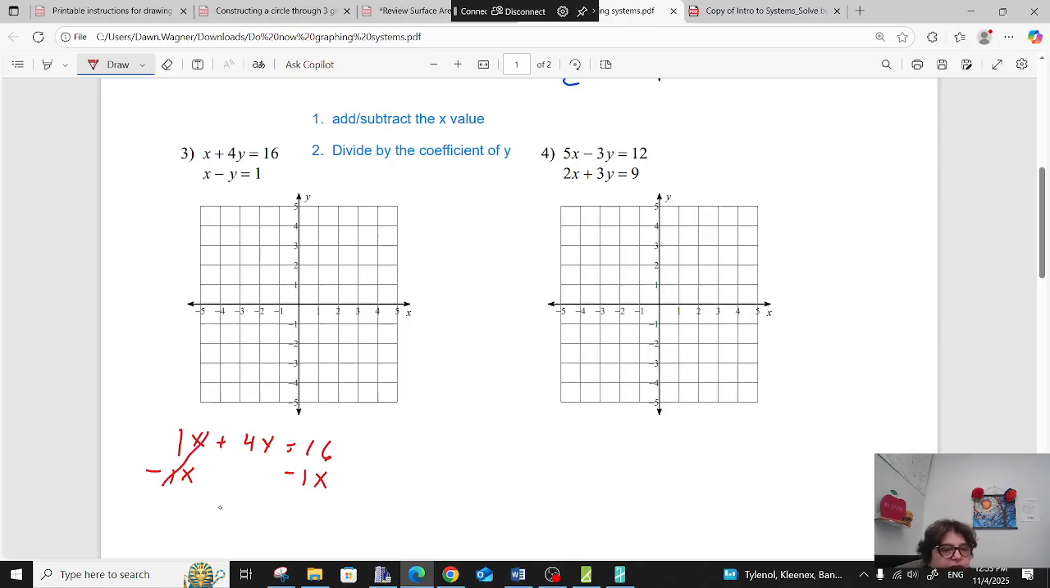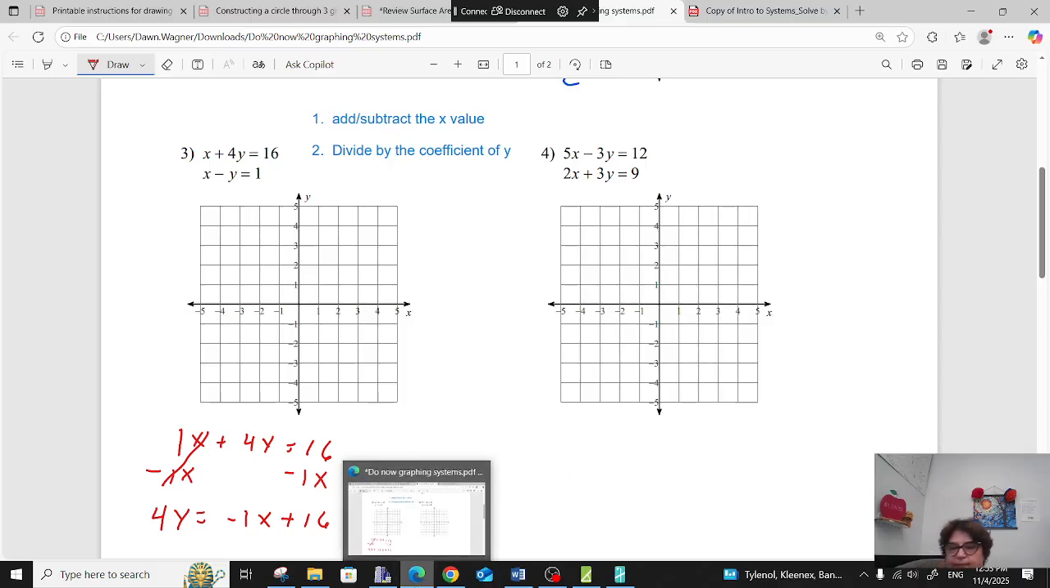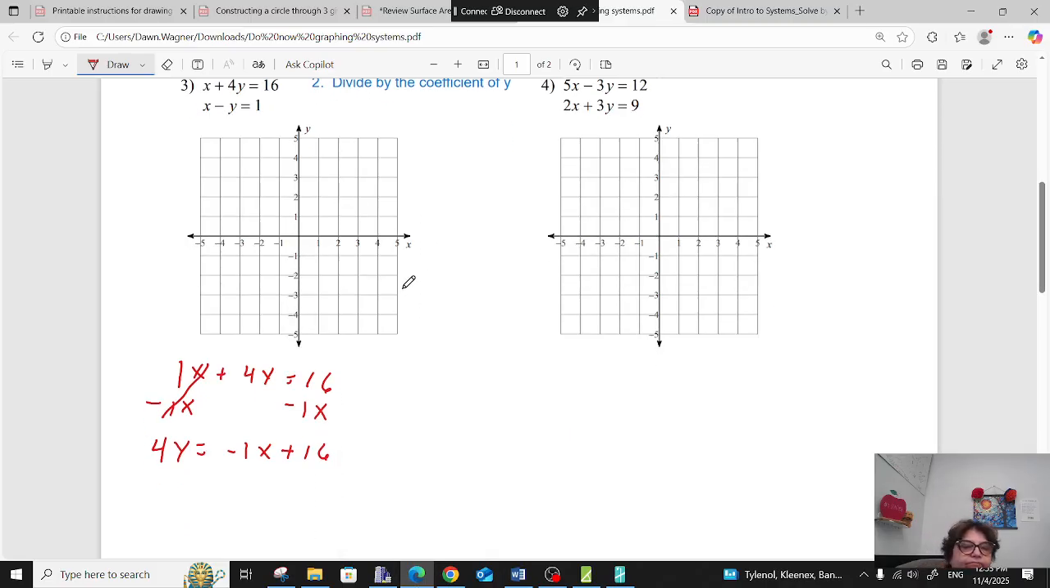So this is 0. I'm left with 4y equals negative 1x. Now am I going to put plus 16 or minus 16? Plus, because 16 is positive, so you put a plus. Now I need to do what? 4. And it means to divide by 4. So everything gets divided by 4 all the way across.